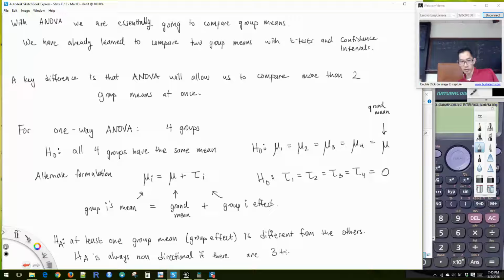I'll say three or more groups. So if you have 3 or more groups, you're always going to have a non-directional alternative. So you might reject the null hypothesis, but it will not tell you which group was the different one. It's just going to say, well, at least one group was different. The end. And it won't say the group that was different was this one. Okay, so that's one of the weaknesses of ANOVA.